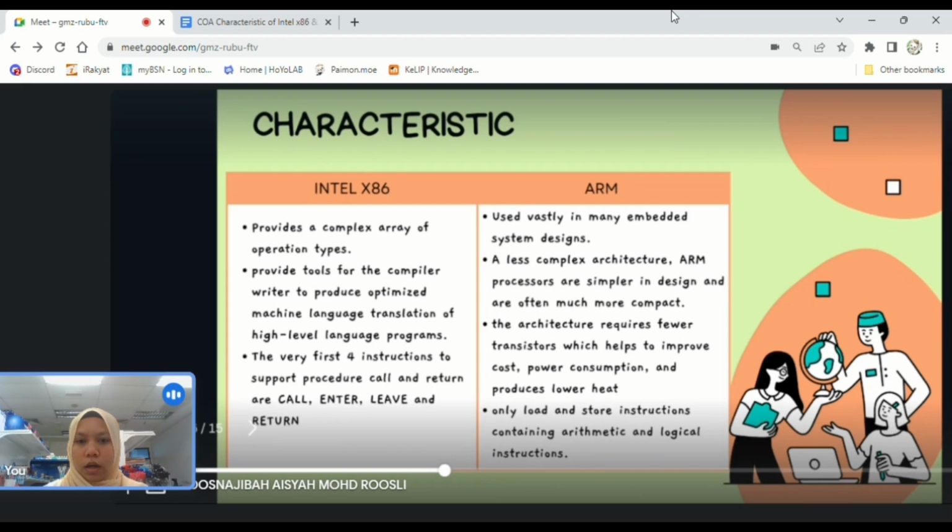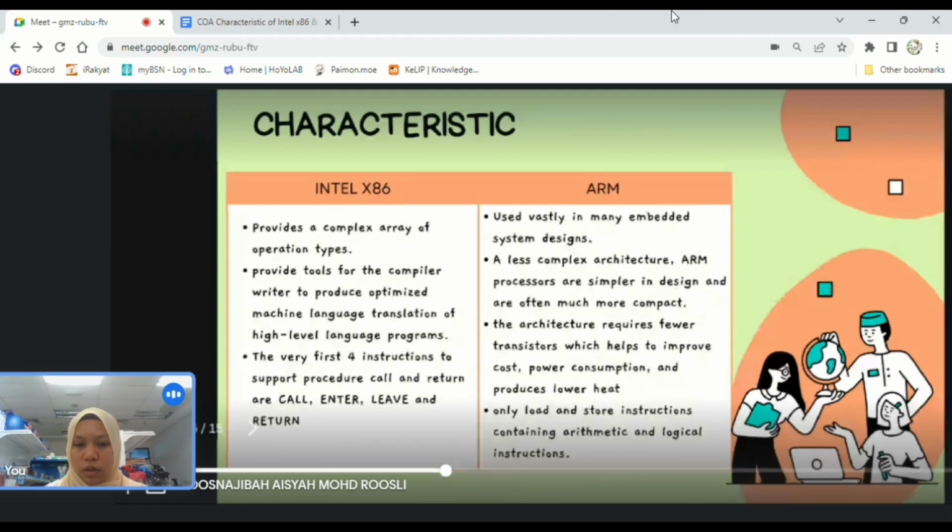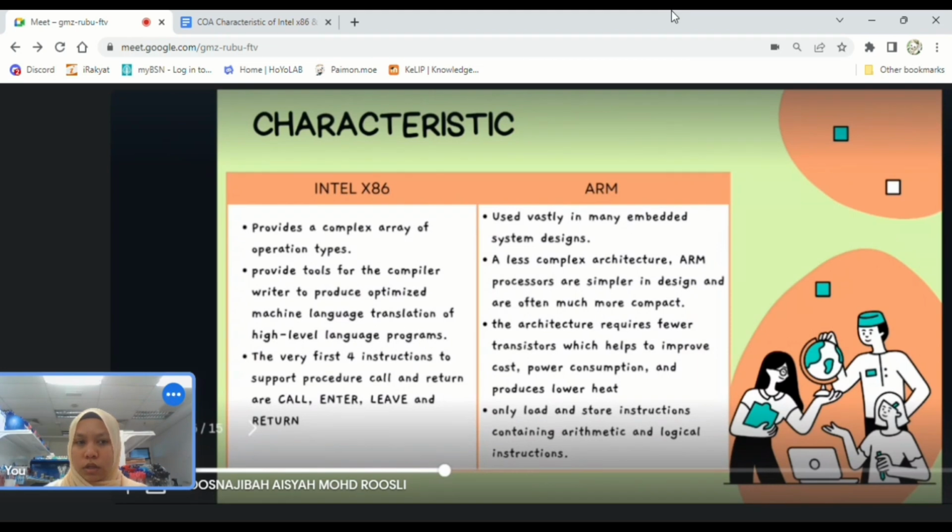For the ARM characteristics, ARM is used basically in many embedded system designs. ARM is a less complex architecture, whose processors are simple in design and often much more compact, and the architecture requires fewer transistors, which helps to improve core power consumption and produce lower heat. Only load and store instructions contain arithmetic and logical instructions. Because of those characteristics, ARM is used mostly in mobile phones.